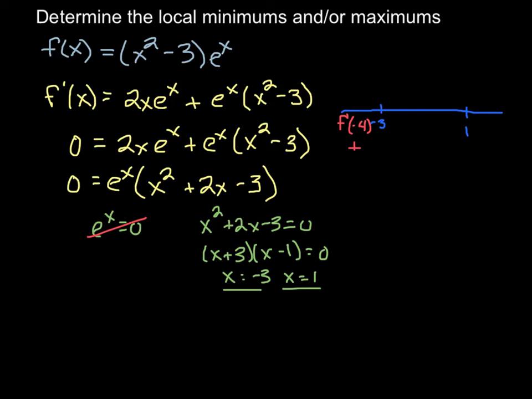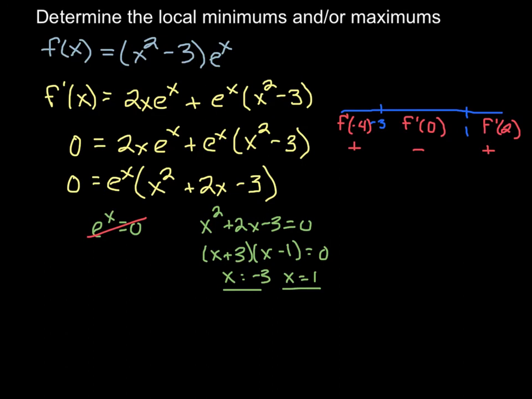Okay, let's try the next one. We're going to do f prime of 0. If you plugged in 0, you would get a negative number. And then last but not least, let's just try f prime of 2. And again, you would get a positive number. So we went from positive to negative to positive.